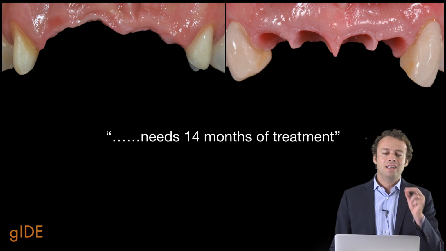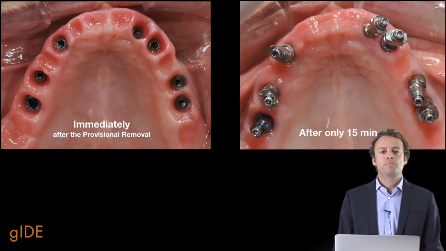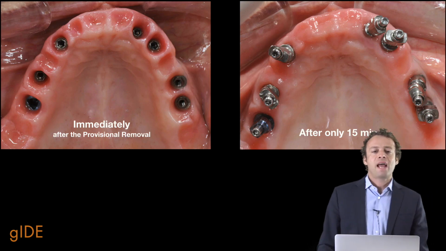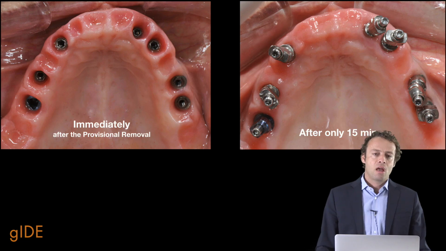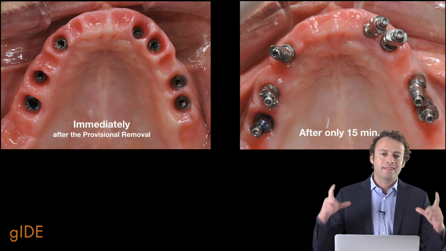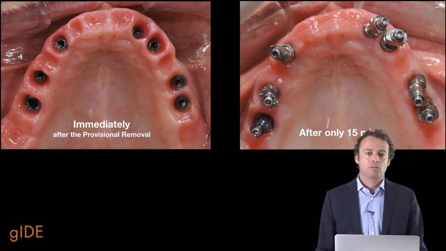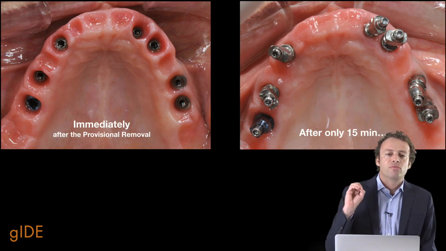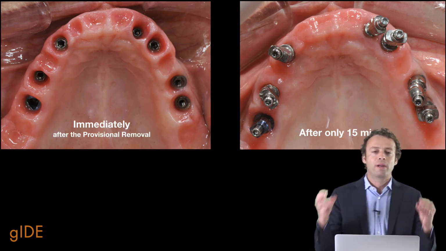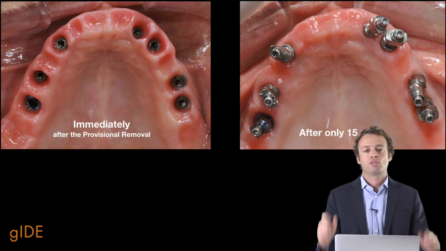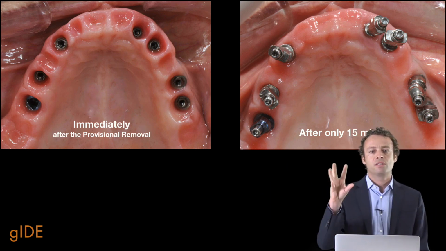To give you the ideal idea about what I mean, I want to show you these pictures. On the left side we can see the patient when he arrives in the office. I immediately remove the temporary and take the pictures. On the right side you can see the same patient after just 15 minutes, just the time that I need to remove the temporary, place the impression coping and take the picture. And we can see how the soft tissue morphology is completely different in these situations.